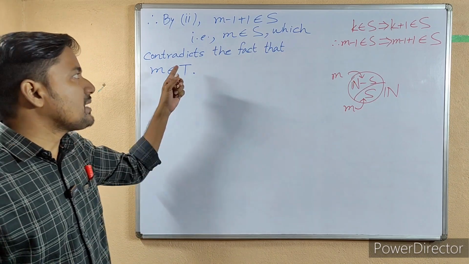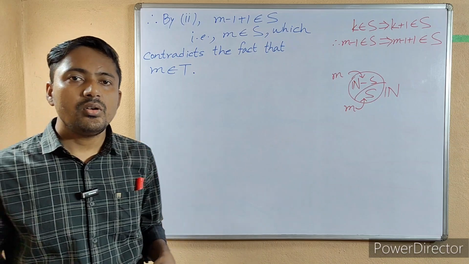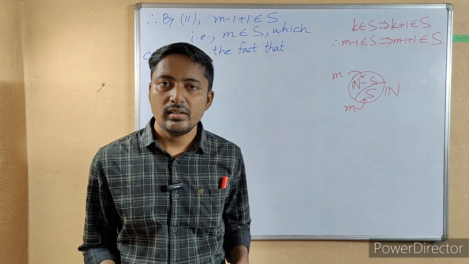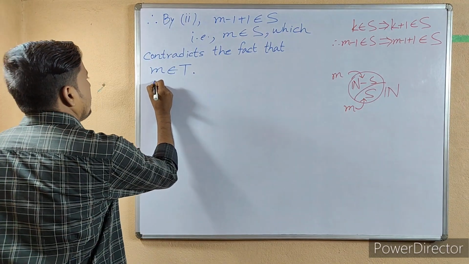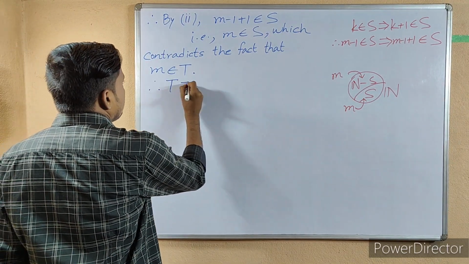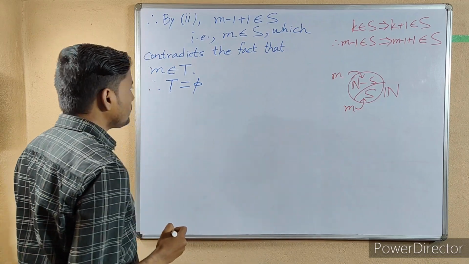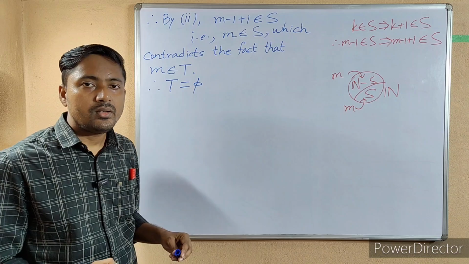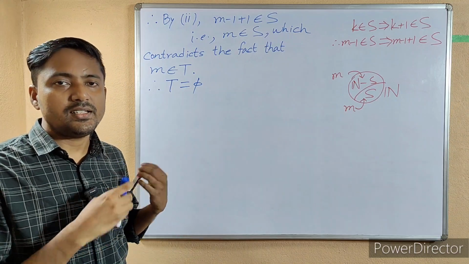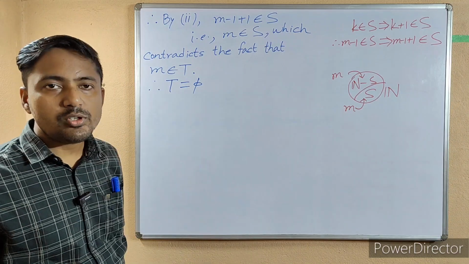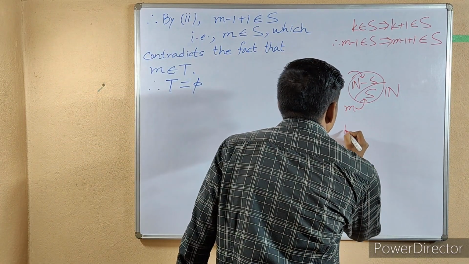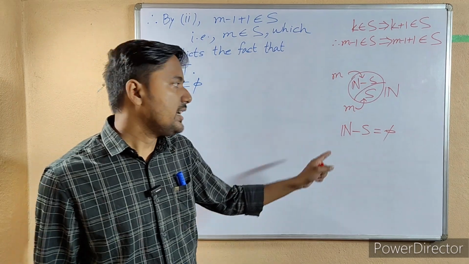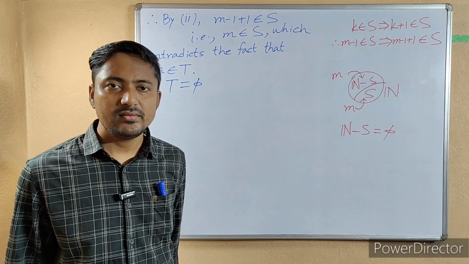Thus, we arrive at a contradiction. So our assumption is wrong. That is, T not equal to phi is wrong. Therefore T equal to phi. Now, what is T? T means n minus S. So n minus S equal to phi. That is, n minus S contains nothing.